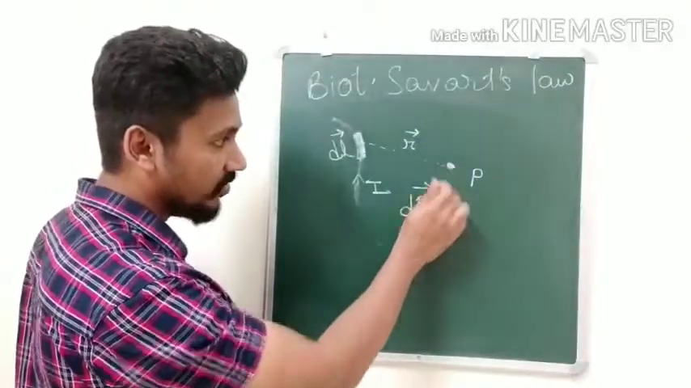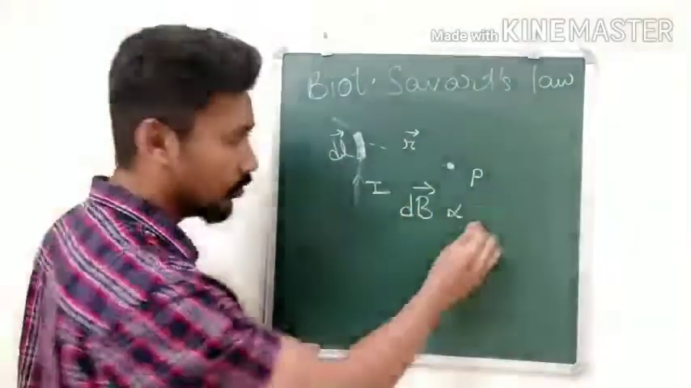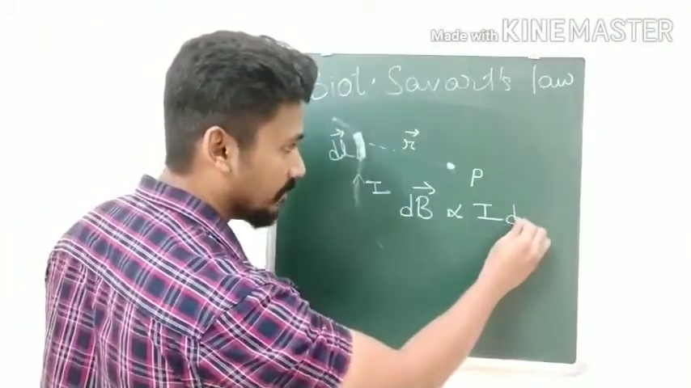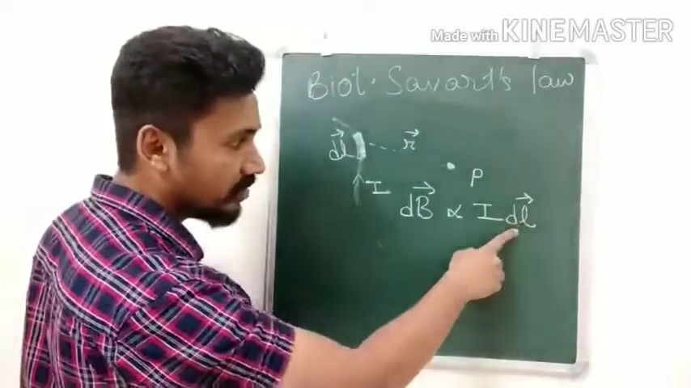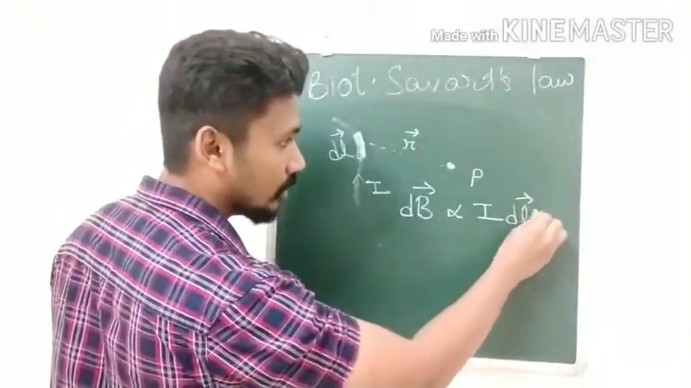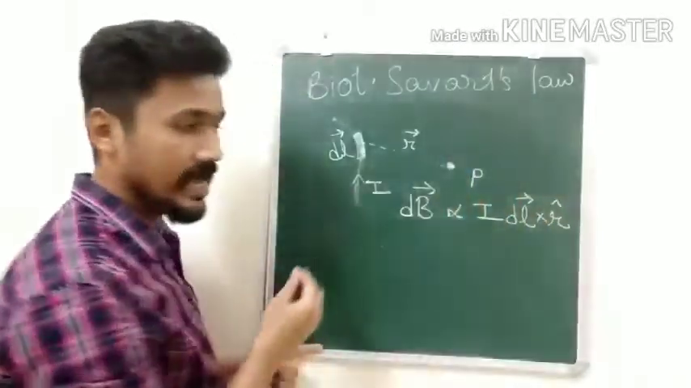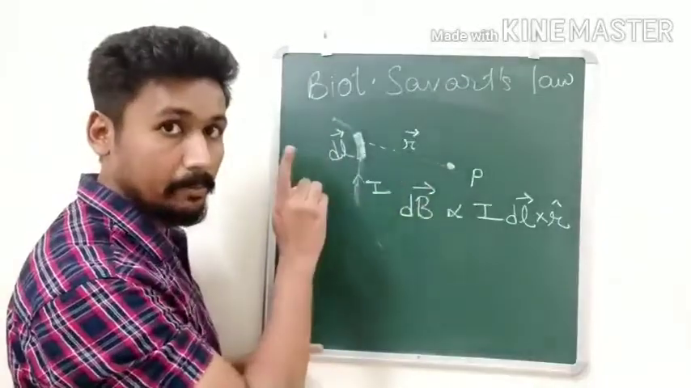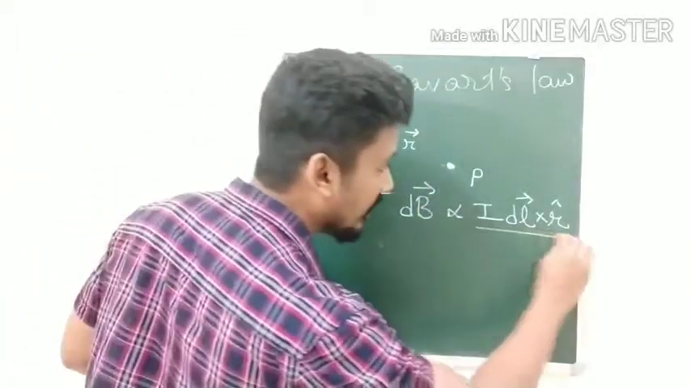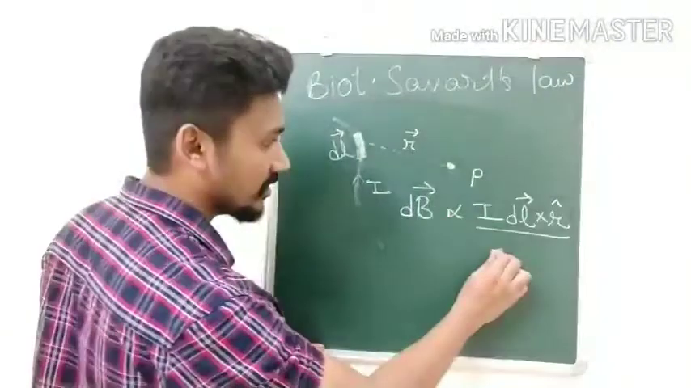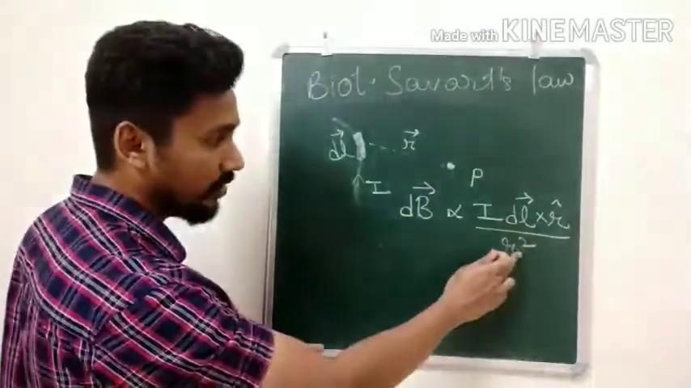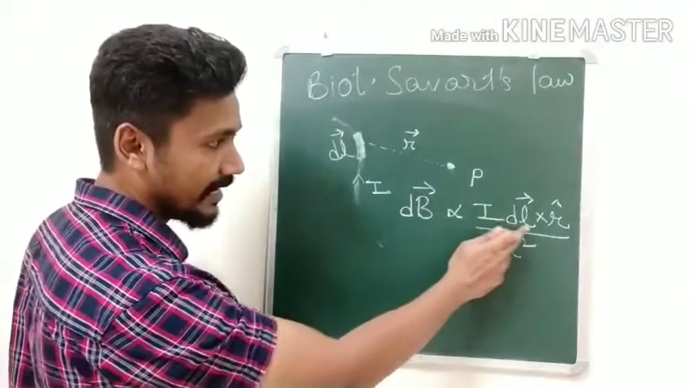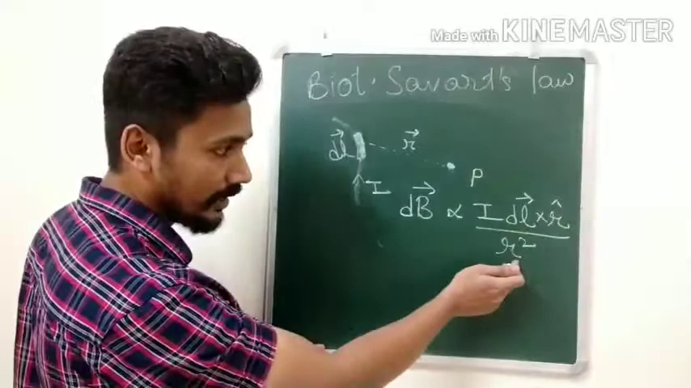So this magnetic field here dB is directly proportional to electric current going through the wire. Okay, then length element dl. Now we will not simply write dl, we will write dl cross vector r cap. Okay, why vector r cap? Because that will help us to give the direction of that magnetic field, and inversely proportional to square of the distance. The distance is r, so it will be inversely proportional to r square. So we will get dB directly proportional to I dl cross r cap upon r square.